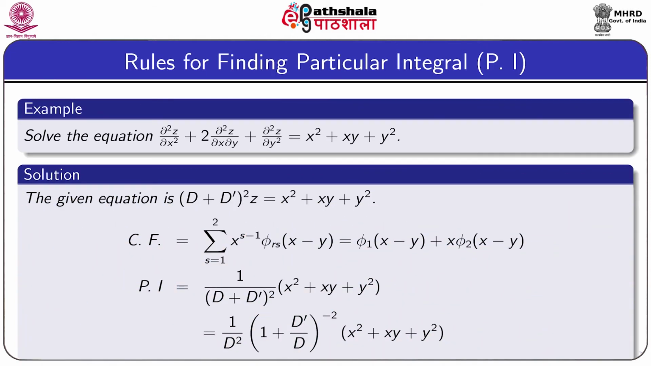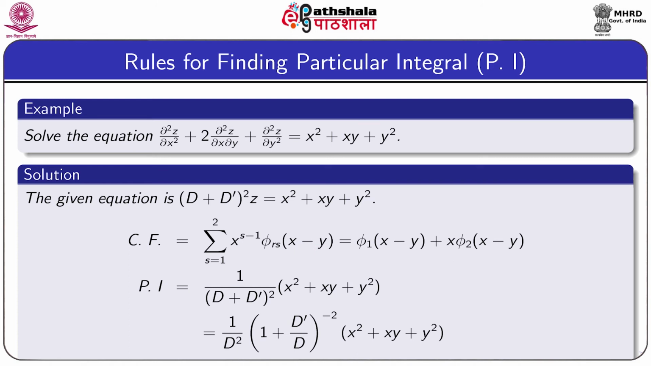The idea will be more clear if we take one example. In this example, the small f function is x² + xy + y², and capital F is (D + D')². It is very easy to find the complementary function, which is written here. Since there is a repeated root, we get the complementary function in this form: φ1(x − y) + x φ2(x − y).